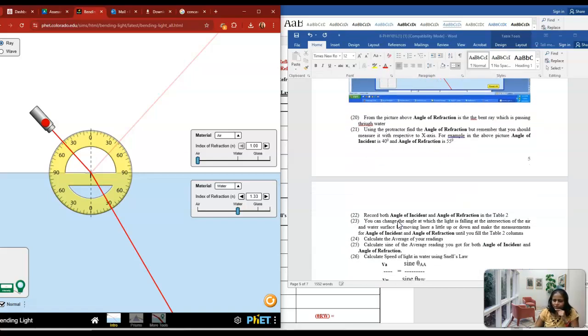Now I'm going to look at the refraction part. Because I'm done with this reflection, I'm just going to leave it as is, and then I'm going to check what's happening to my angle of refraction. I'm just going to move it right here, 30 degrees.